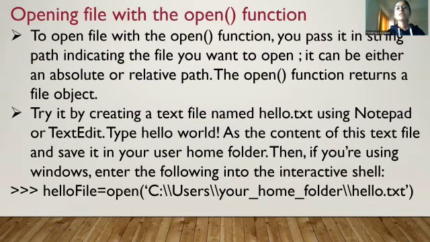Opening a file with the open function. To open a file with the open function, you pass it a string path indicating the file you want to open. It can be either an absolute or relative path. The open function returns a file object.